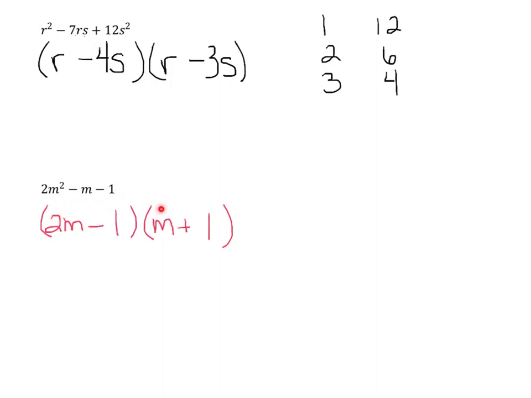So 2m squared plus 2m minus 1m, that will give me a positive. That means this one's positive, this one's negative. 2m squared minus 2m plus m. There's my negative m minus 1.